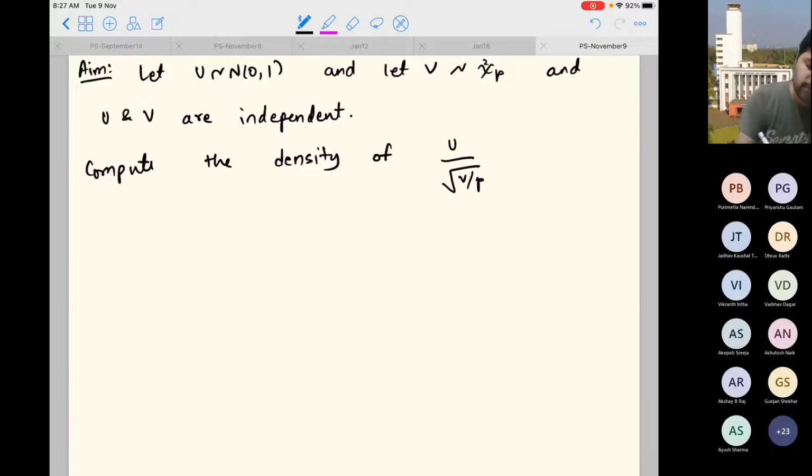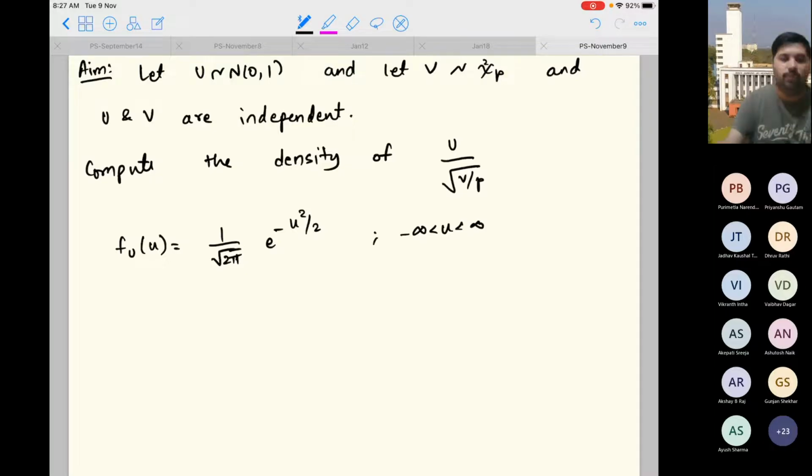First of all, the approach I am going to take is the following. Let f_U be the density of U. It is a normal random variable, so the density is 1 upon root 2 pi, e to the power minus u squared by 2, for minus infinity less than u less than infinity.